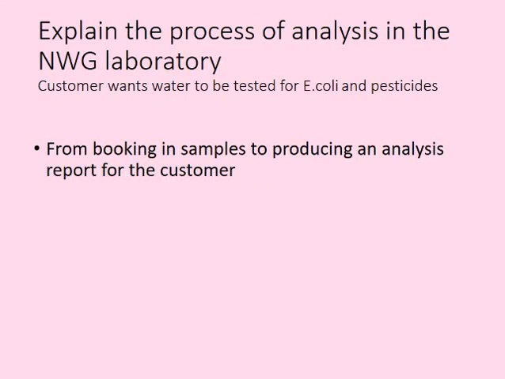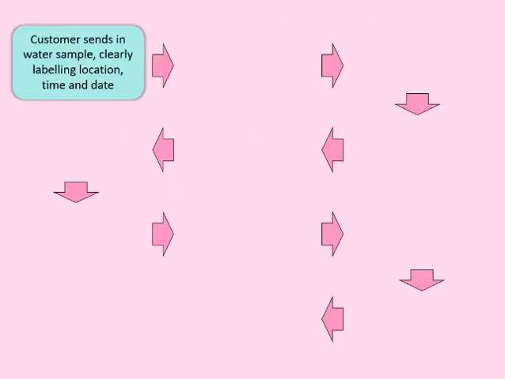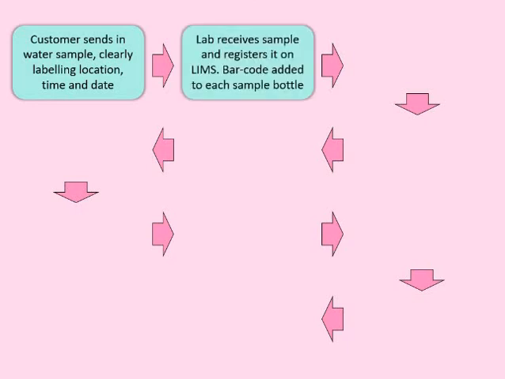Okay, so we're testing the water for E. coli and pesticides. So the first thing that happens is the customer should send in a water sample, clearly labeling the location, time and date. The lab receives the sample and registers it on the LIMS. A barcode is added to each sample bottle.